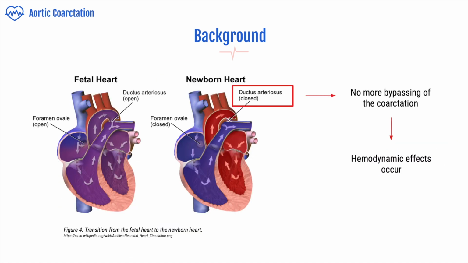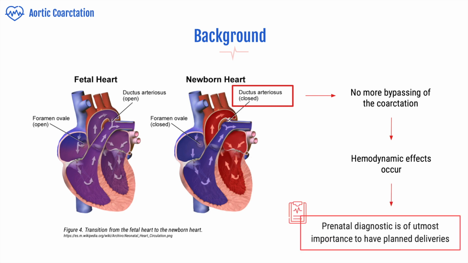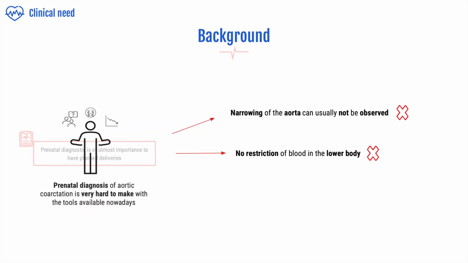Regarding AOC again, the problem is that after birth, when this ductus arteriosus closes, hemodynamic consequences occur, as no more bypassing of the aortic coarctation can take place, and this can lead to severe cases that can vary from mild systemic hypertension to serious heart failure and even death. This is why there is a clear need to have better prenatal diagnosis of this disease so that doctors can have planned deliveries and act on time. However, this is nowadays still not possible.